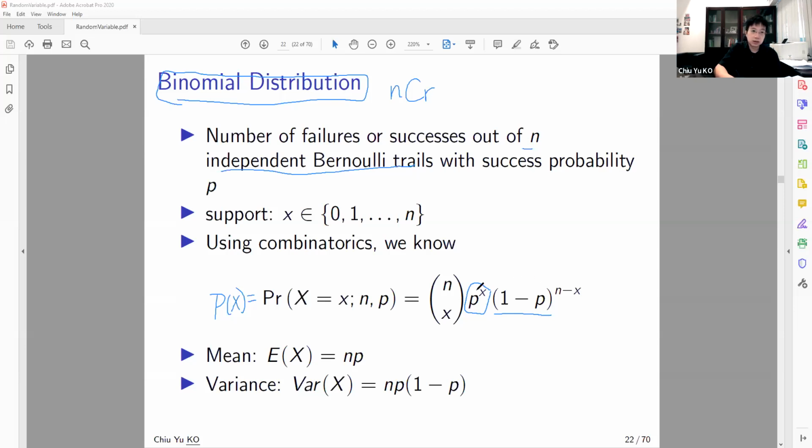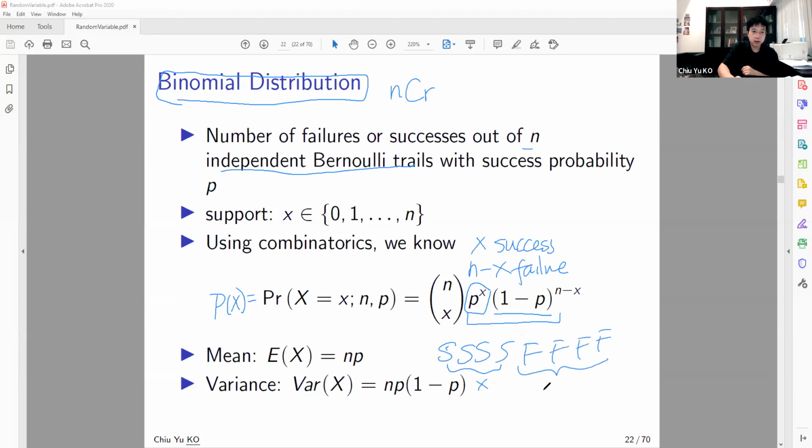So say you have x successes and n minus x failures. Suppose the first x are successes and the next n minus x are failures. So it will be success, success, success, x times, and failure, failure, failure, n minus x times. Because they are joined, you just multiply.